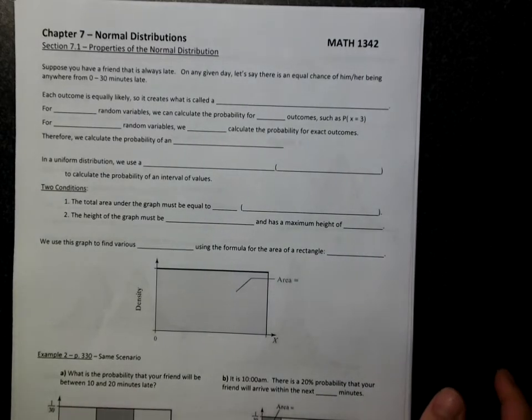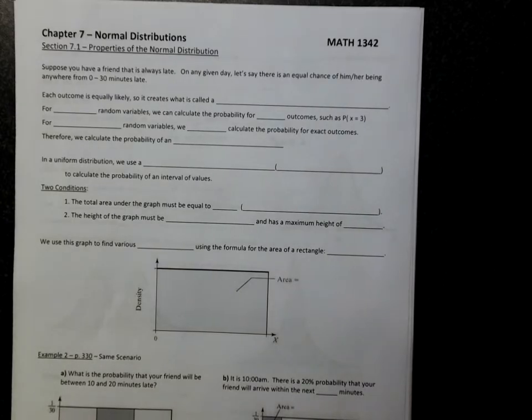This is Chapter 7 on what are called normal distributions. So these are continuous distributions. Chapter 6 was all about discrete, and Chapter 7 is all about continuous. So we're going to learn two types of continuous distributions. One is called uniform and one is normal.